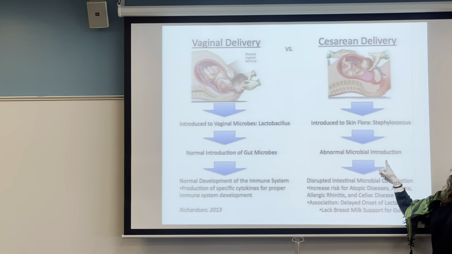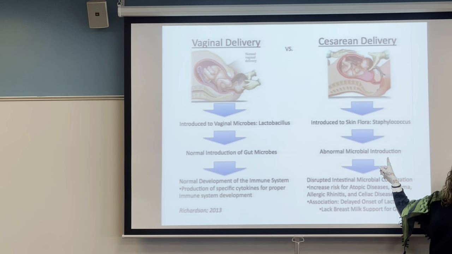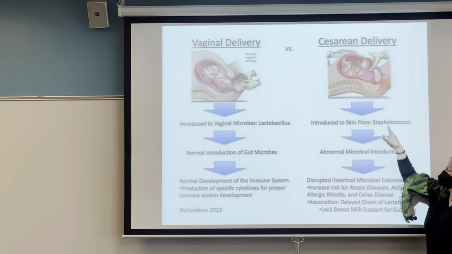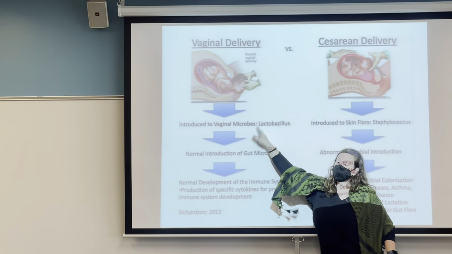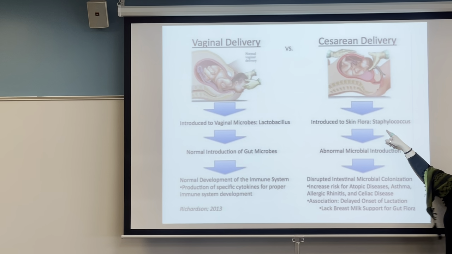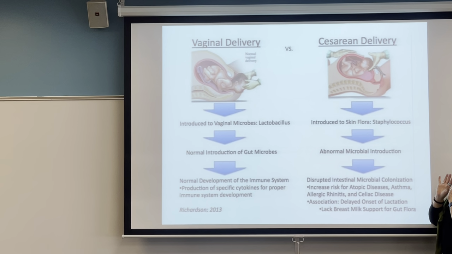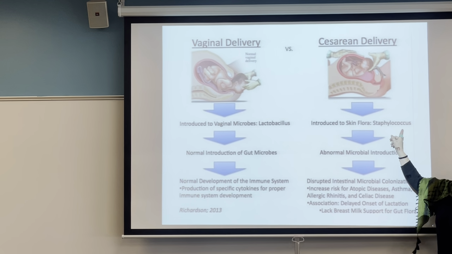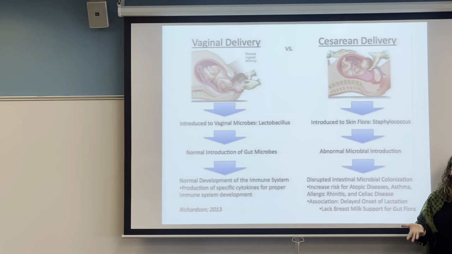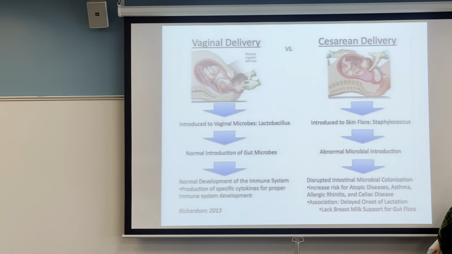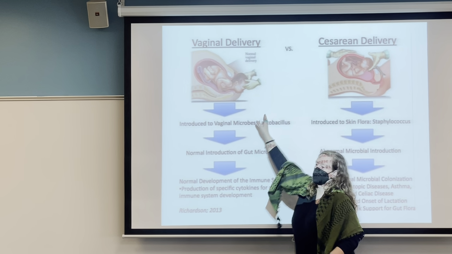I mentioned also with C-section, it's good to ask for that vaginal swab, because you don't get these microbes, and you're more susceptible to getting other kinds of microbes. But because you're doing more skin to skin, you can also get other microbes. So it's a little bit of this and that, but it's always better to do vaginally.